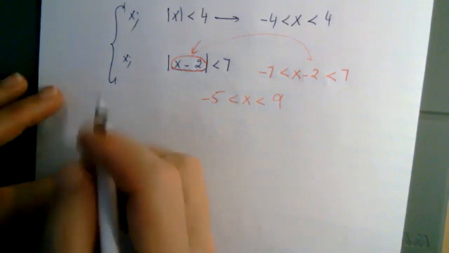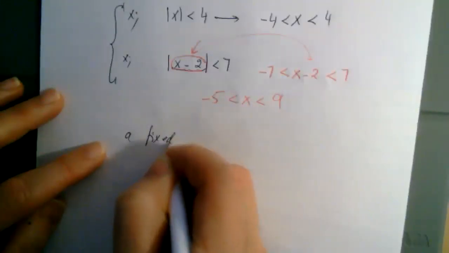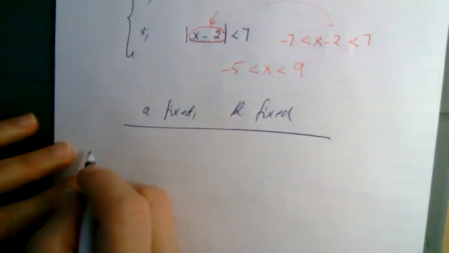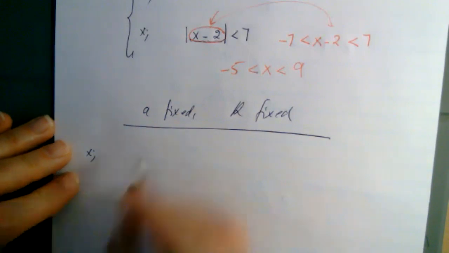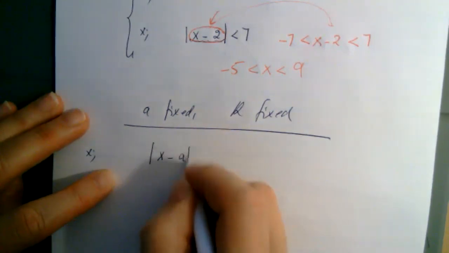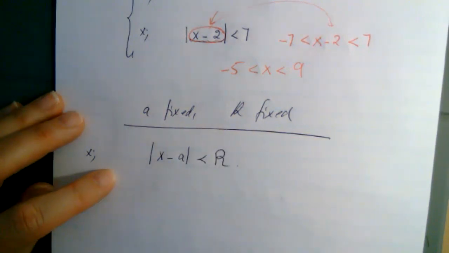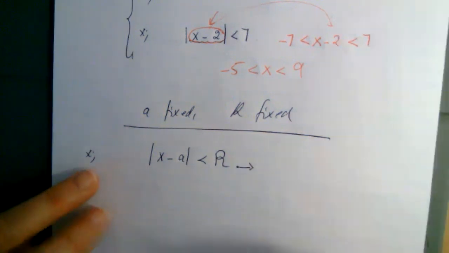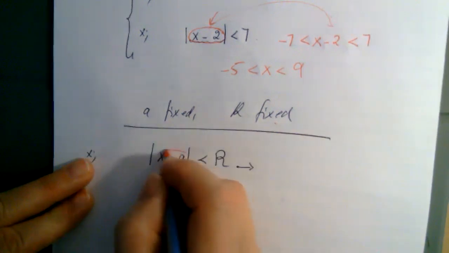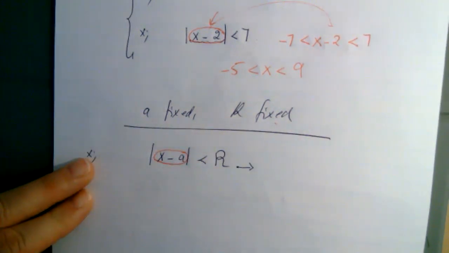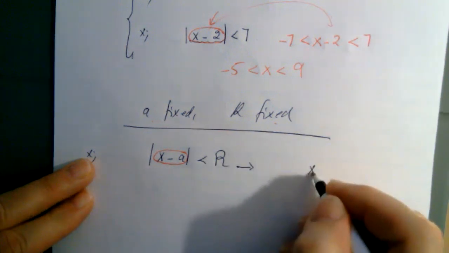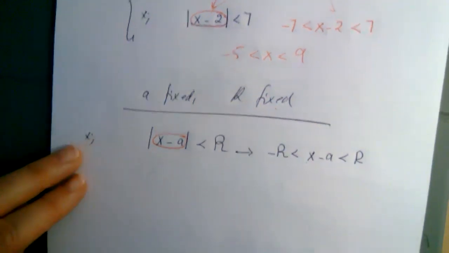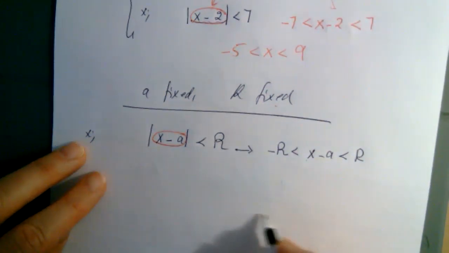Okay, so I'm going to do one problem, but this time I'm going to do it in a more general way. Suppose a is a fixed number, r a fixed number. And I ask you, find all the x's such that the absolute value of x minus a is less than r. Let's find that. If this is the case, what does this mean? If a is fixed, r is fixed, it means this term right here has to be between r and minus r.